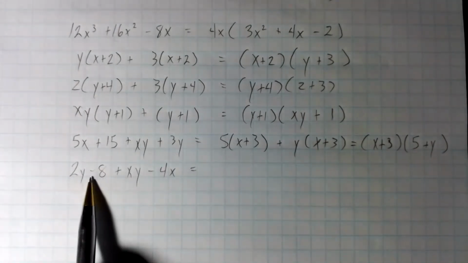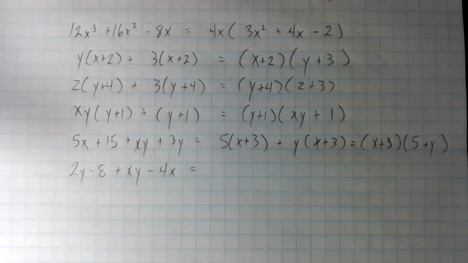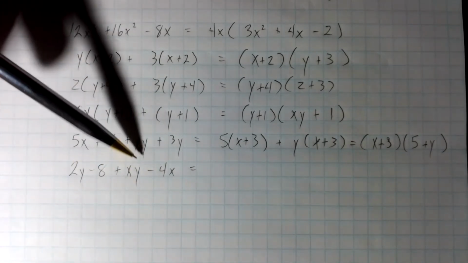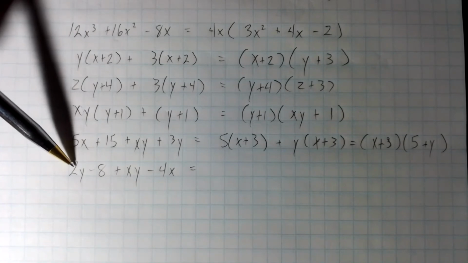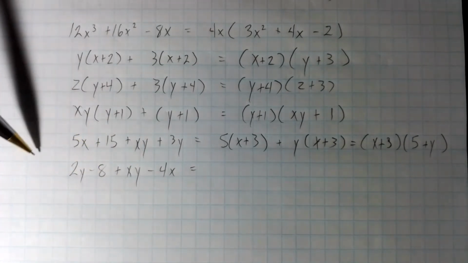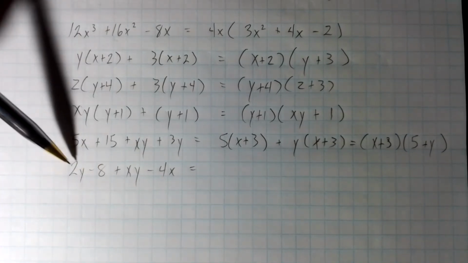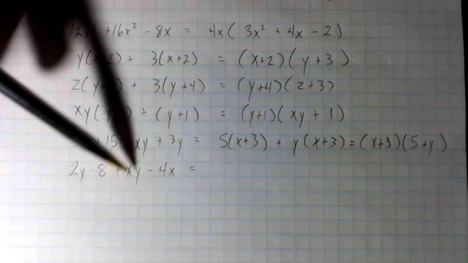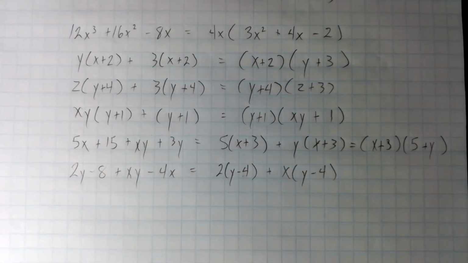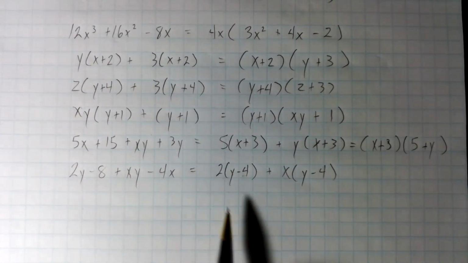For my next problem, I do have negative signs, so I need to be careful. Looks like I have an x here I can factor out, and over here, again, you really have to think. I have a y here and y here. Do I want to use that to factor out? I think here I'm going to take out a 2, and over here I'm going to take out an x, see what I get. Alright, yeah, I kind of did get lucky because things seem to come out nicely.